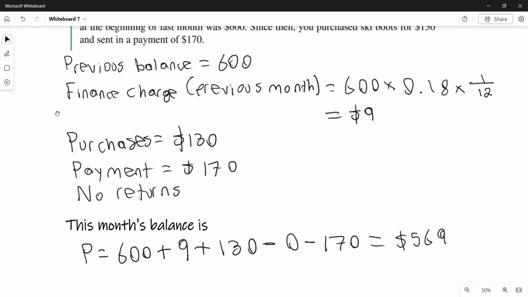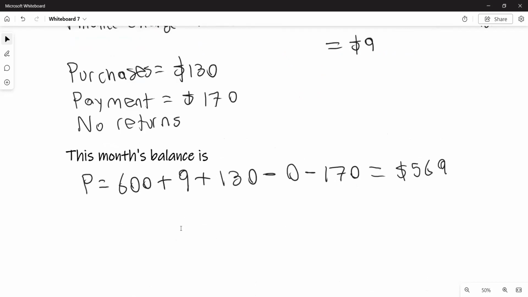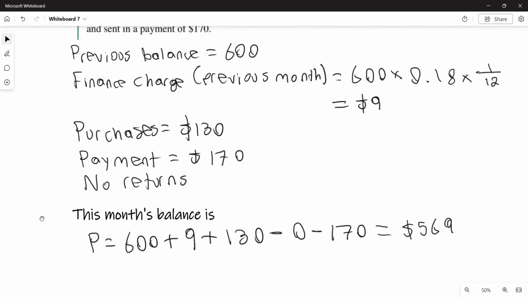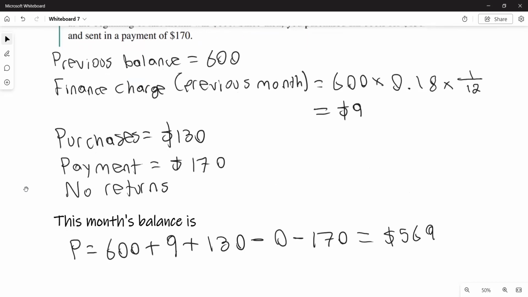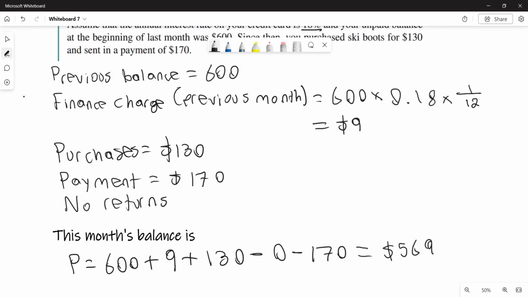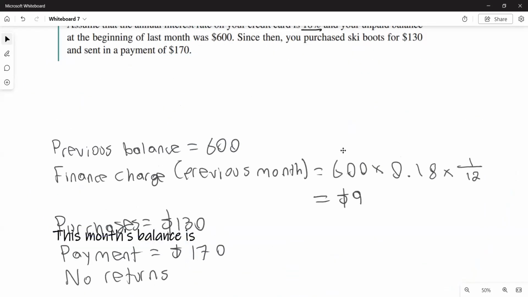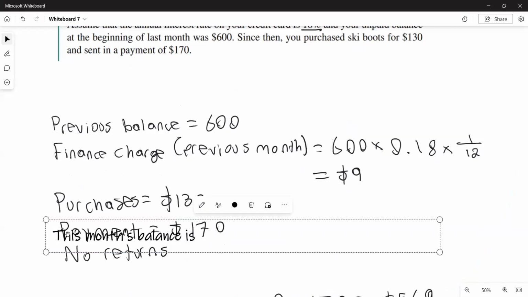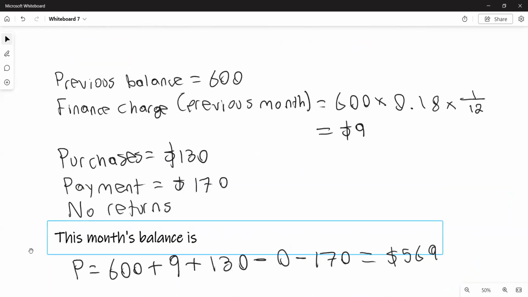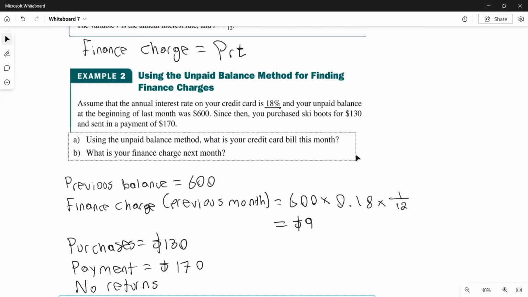And the second question was, actually, I didn't copy the questions, but they were asking us, using the unpaid balance method, what is your credit card bill this month? And what is the finance charge this month? I should have opened more space. Let's see what I can do. I'm just going to scroll down a little bit, and I can also move this down. And these were my questions. Okay, that's what we have.